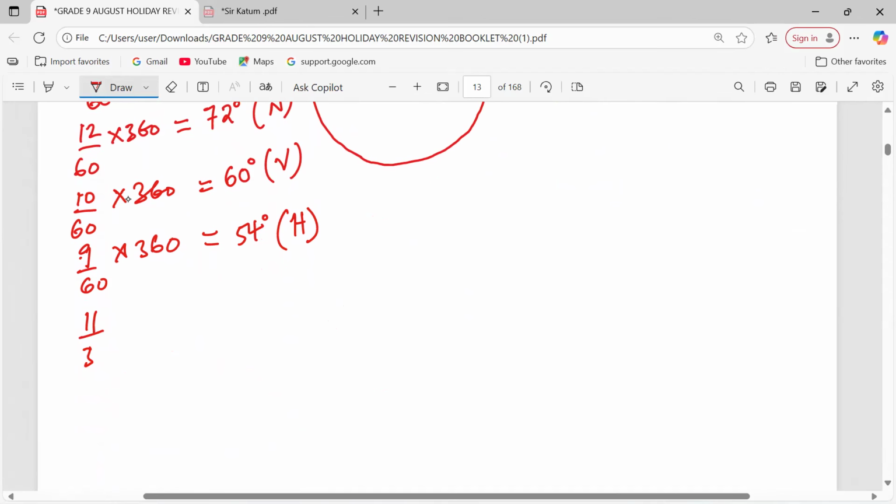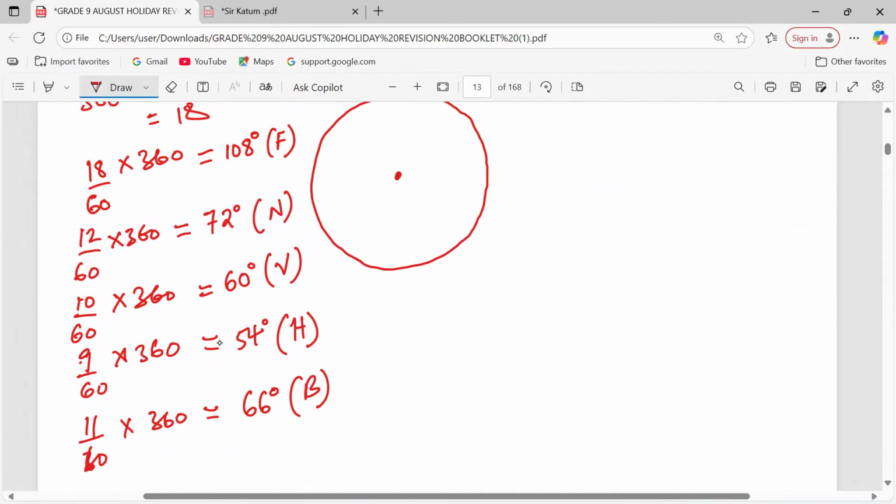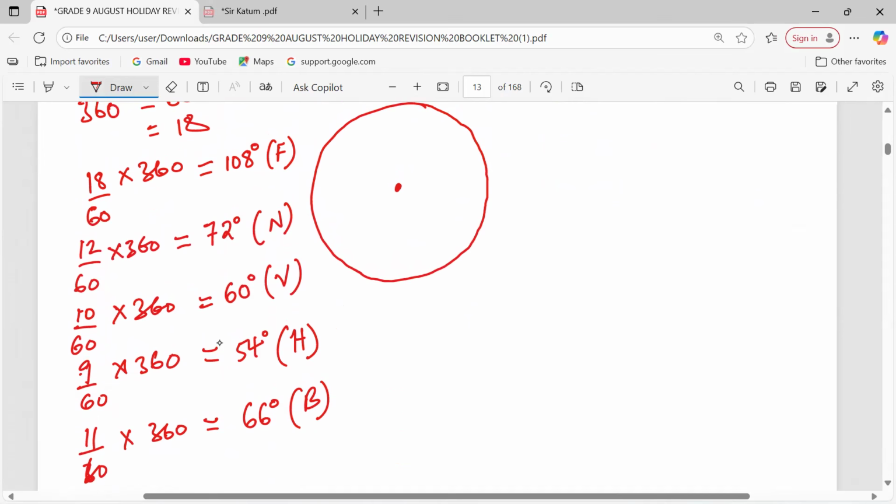11 over total 60 times 360. What fraction of the circle is occupied by 11? So 11 over 60 by 360 gives us 66 degrees. This is basketball. So we have all of them listed there.